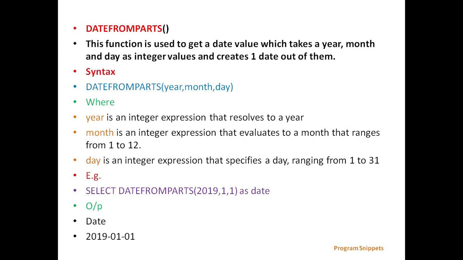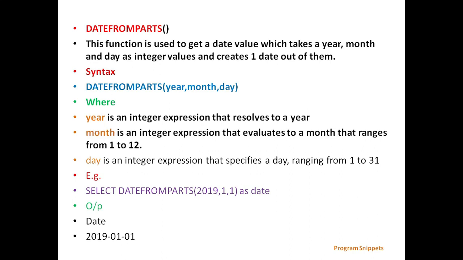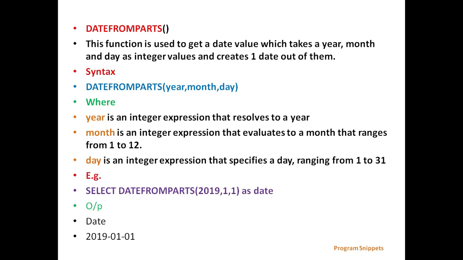General syntax is DATEFROMPARTS with parameters year, month and day, where year is an integer expression that resolves to a year, month is an integer expression that evaluates to a month that ranges from 1 to 12 and day is an integer expression that specifies a day ranging from 1 to 31. For example, SELECT DATEFROMPARTS(2019, 1, 1) AS date will give the output date with 2019 as a year, 1 as a month and 1 as a day.